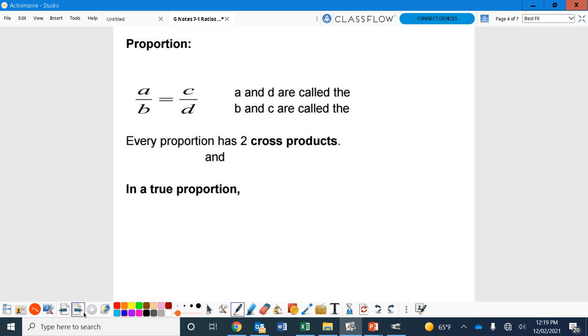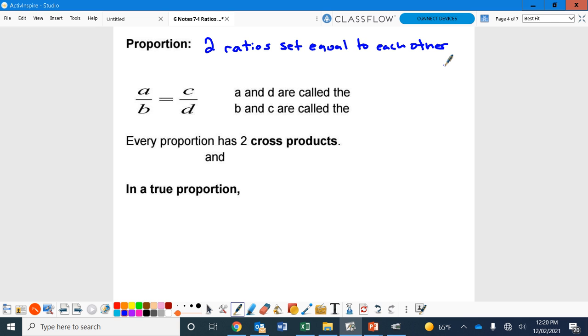Everybody has seen a proportion before. This is a proportion. You've seen it. It's going to just have 2 fractions, or 2 ratios, set equal to each other. And as a matter of fact, that's our definition for it. It's going to be 2 ratios set equal to each other. So it's 1 ratio set equal to another ratio. That's going to make a proportion.